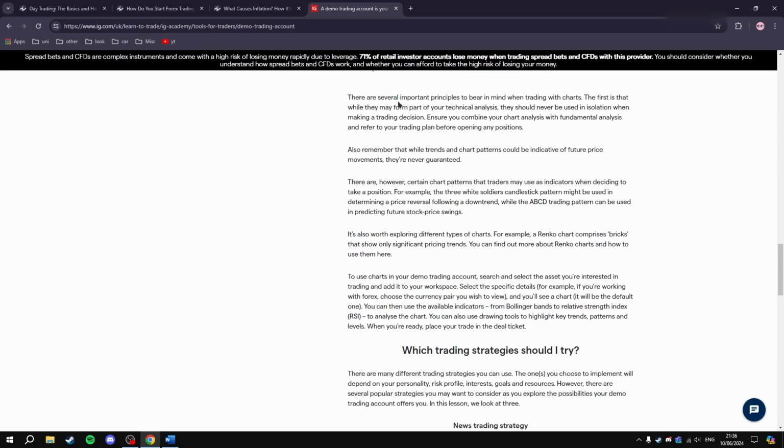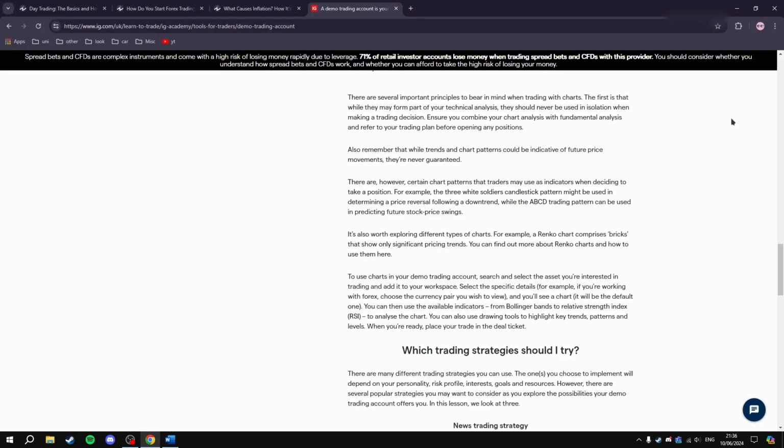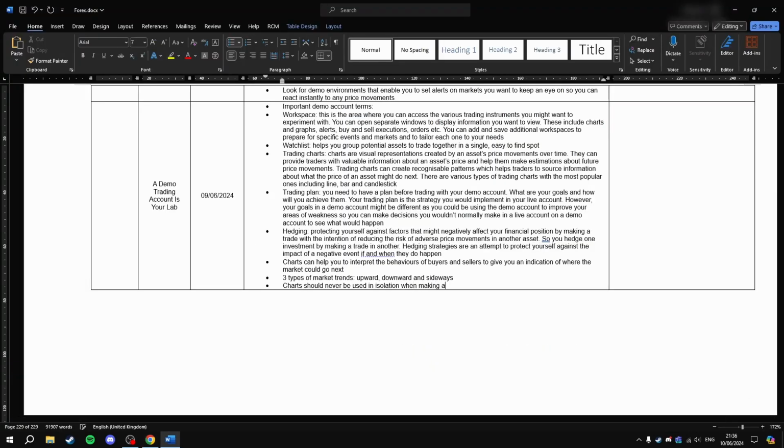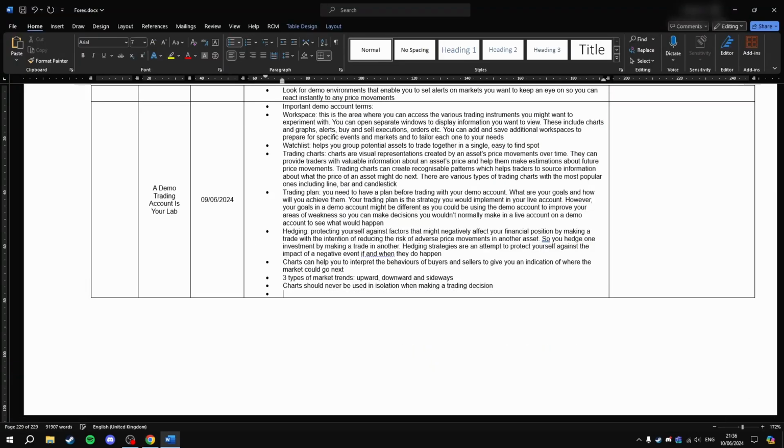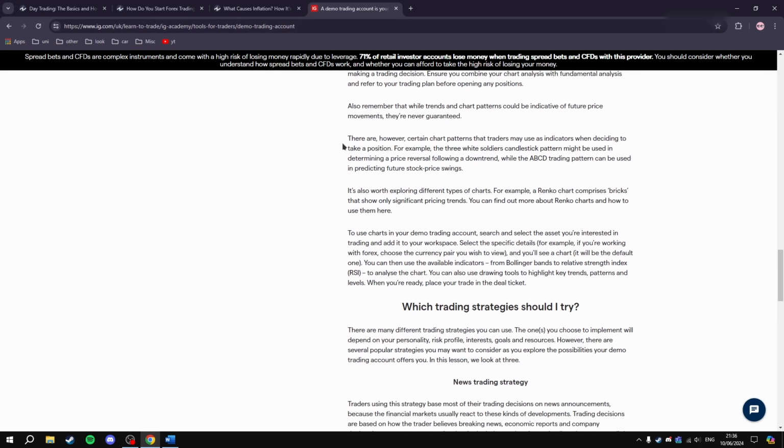There are several important principles to bear in mind when trading with charts. The first is that while they may form part of your technical analysis, they should never be used in isolation when making trading decisions. Ensure you combine your chart analysis with fundamental analysis and refer to your trading plan before opening any positions.